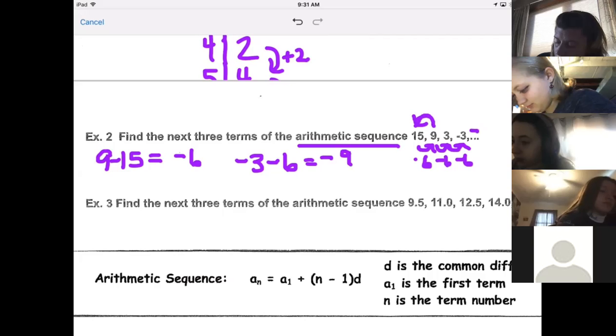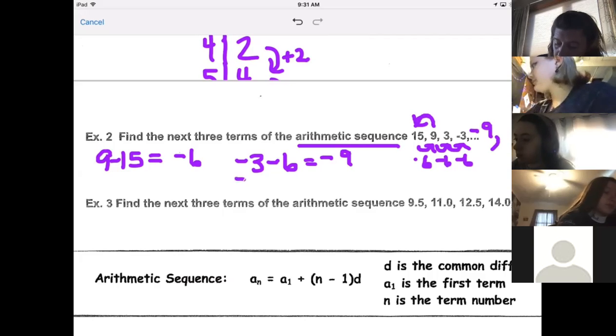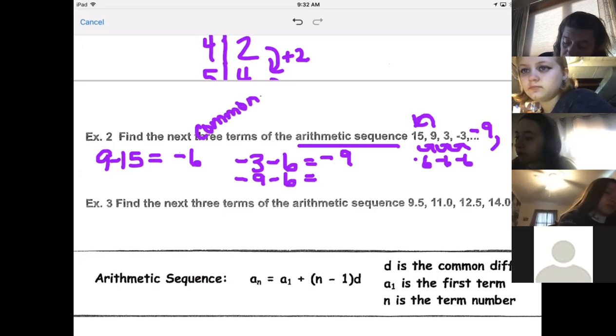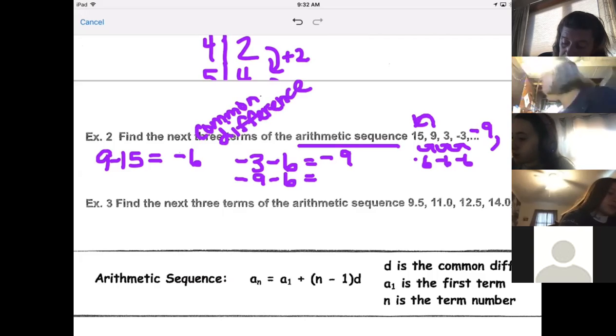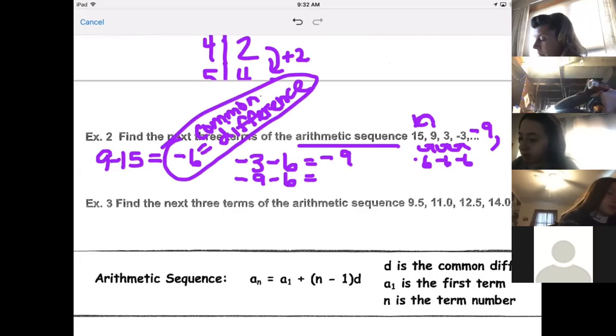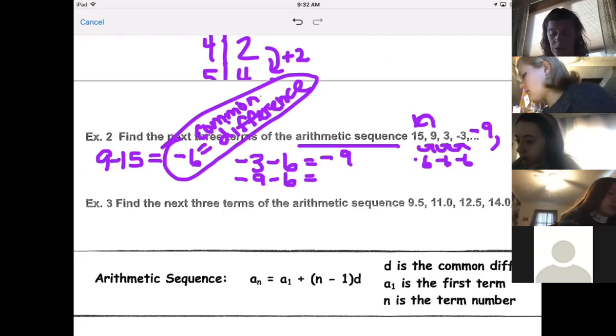So there's my first one. So I'm going to pop that right on the end here. And then I'm going to take -9 minus 6, because that's my common difference. That's the name of it. Common difference, otherwise known as D. Later on, we'll describe it as D. Okay, so -9 minus 6. Jacob, what do we get?